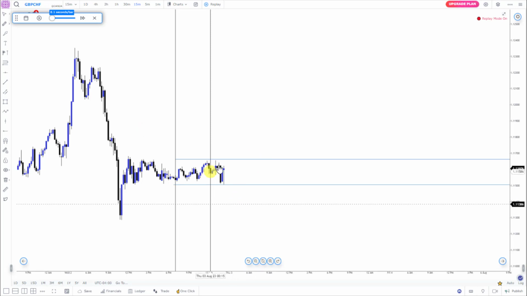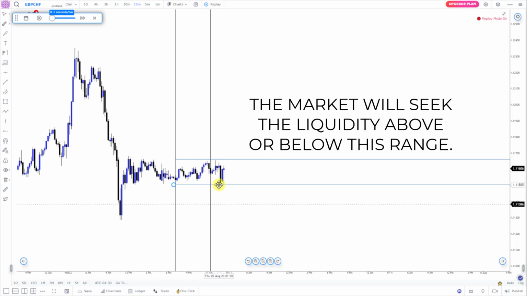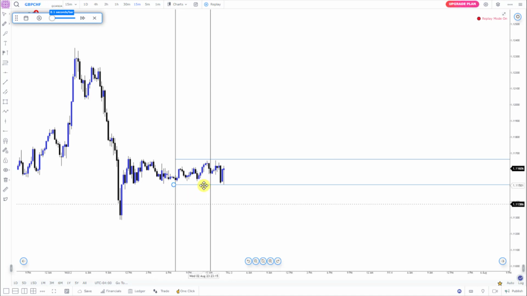Okay, so another thing you should keep in mind is that the market is going to seek liquidity above or below this range. Okay, so when you have your time zone and you have your Asian high and Asian low mapped out, what you should note is that the market is going to seek liquidity, and once price seeks liquidity, it's going to put people in the wrong direction of the market.